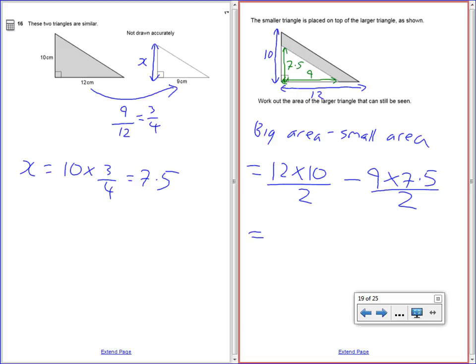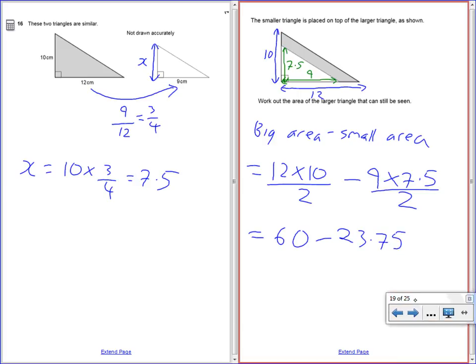And if you work out those two answers, you end up with 60 centimeters squared is the area of the larger triangle, and 33.75 centimeters squared is the area of the smaller triangle. So that means subtract them from each other, and you get 26.25 centimeters squared.